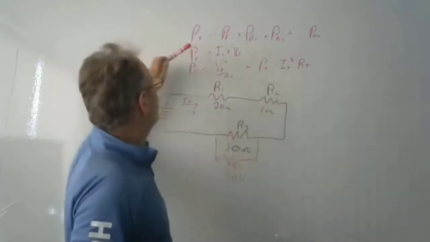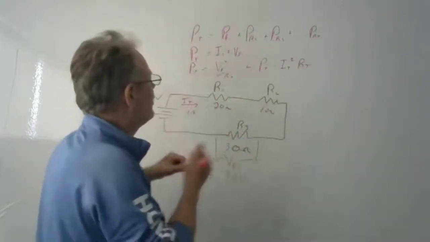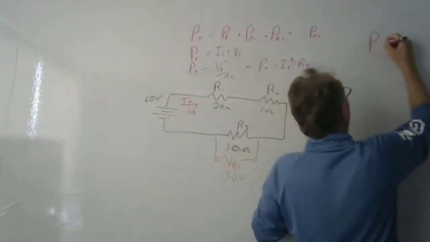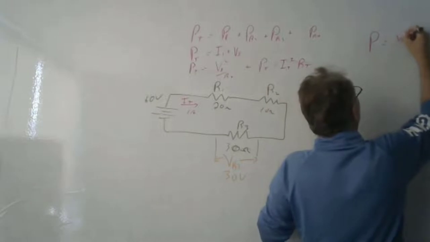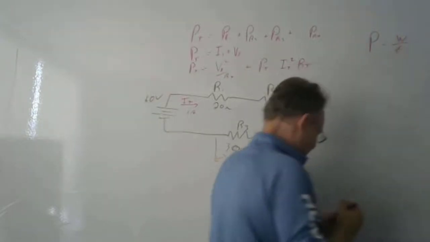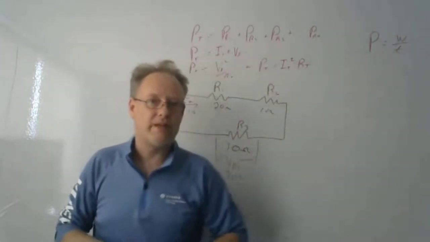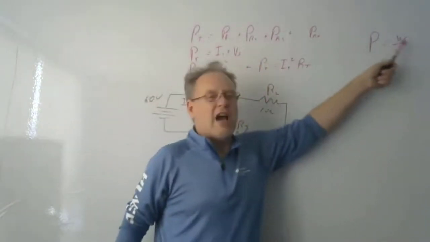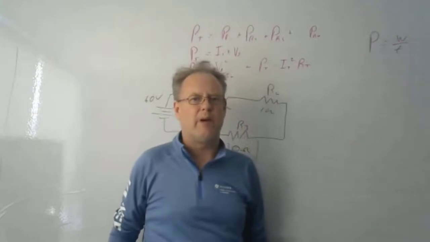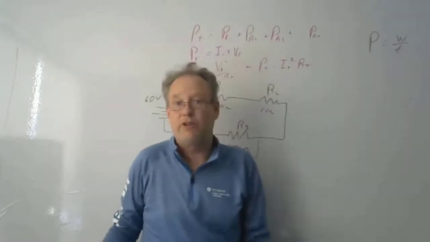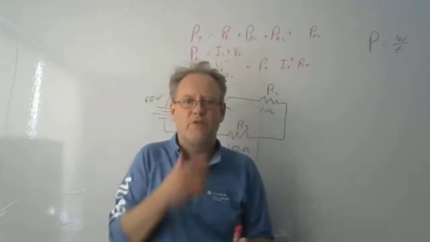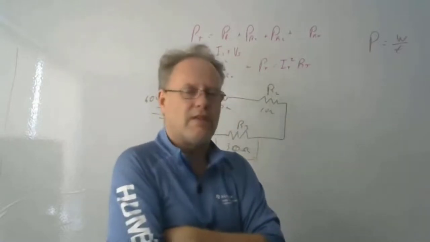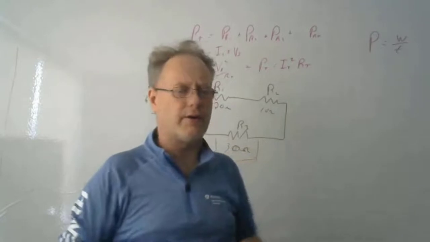Okay, so with all of that said, there's also this other kind of formula, which is really cool, and I'm just going to write the general form. P is energy over time. After we calculated all of this, we could go back and ask how much energy is being dissipated by all of these resistors. We could, but we'd have to know the time. So we could say, over an hour, how much energy is dissipated? We could do that, but right now we're just talking about total power.